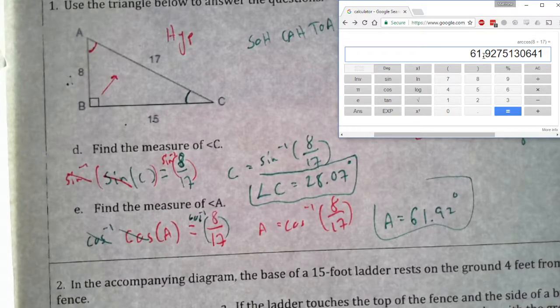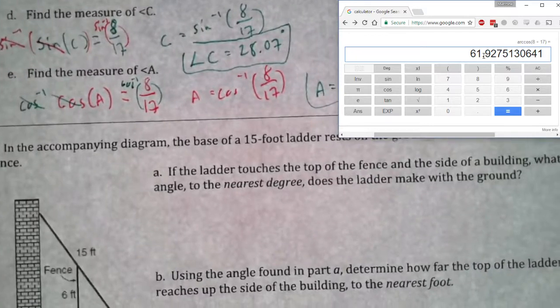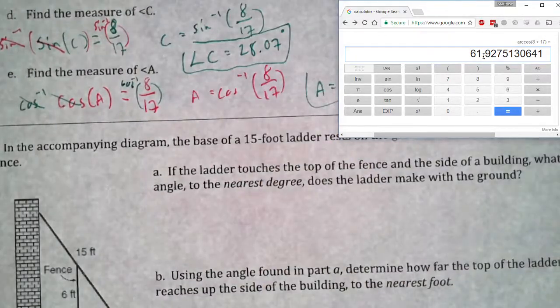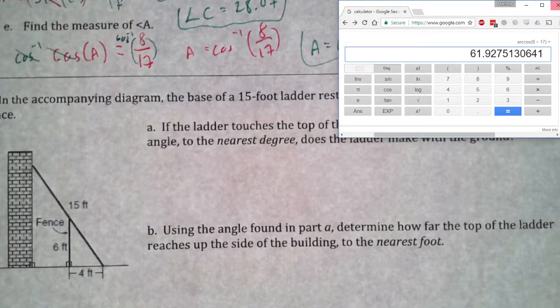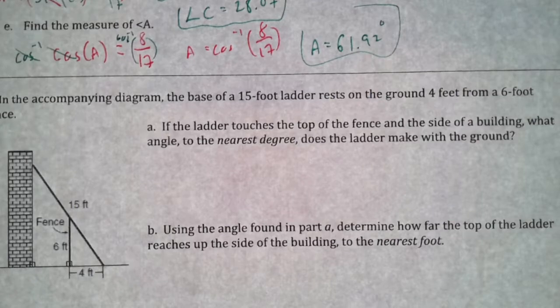All right, let's do the final question, which is a little bit harder, but it's really not that crazy. It's just a little more SOH. First of all, let me move my calculator out of the way. Let's read it to start.